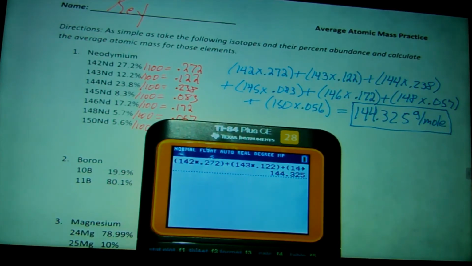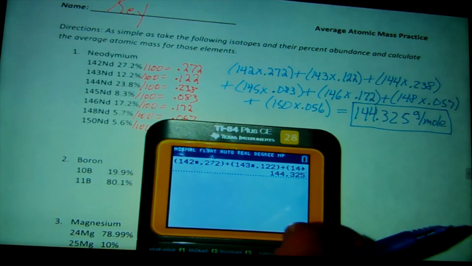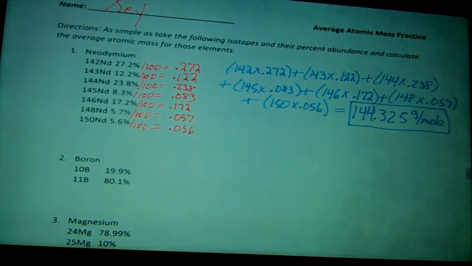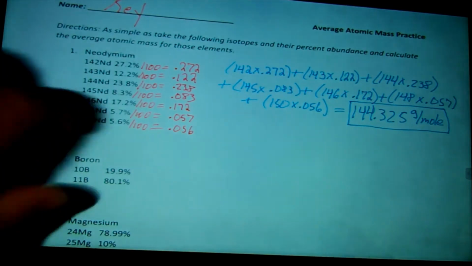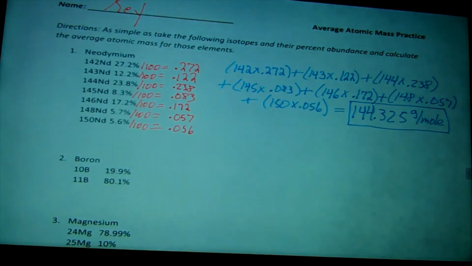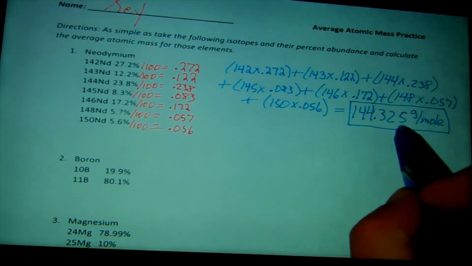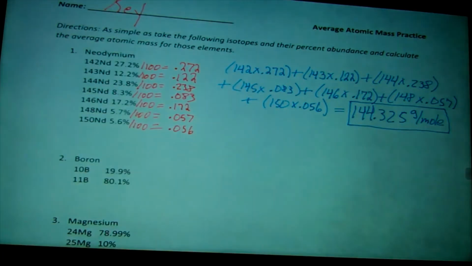Now, this one doesn't work out quite as nice as others will. Whenever I ask which of these isotopes this would be closest to, look, we don't have a real big, huge majority for the isotope of neodymium, so we really can't say that this should be really close to a certain number.